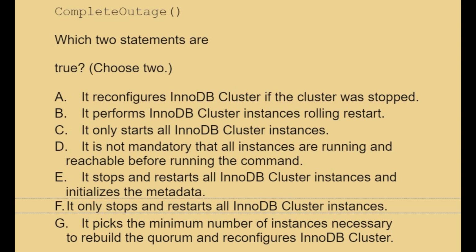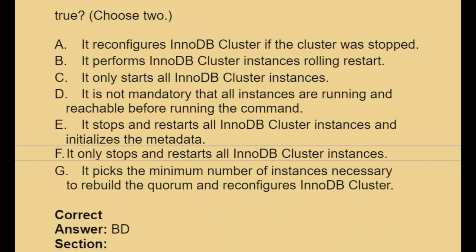Option D. It is not mandatory that all instances are running and reachable before running the command. Option E. It stops and restarts all InnoDB cluster instances and initializes the metadata. Option F. It only stops and restarts all InnoDB cluster instances. Option G. It picks the minimum number of instances necessary to rebuild the quorum and reconfigures InnoDB cluster. Correct answer is option B and option D.